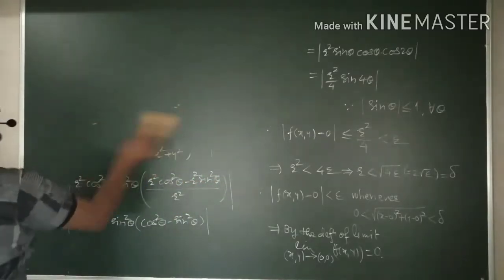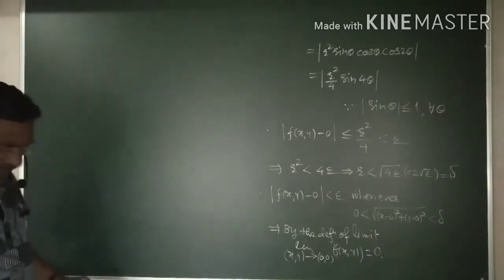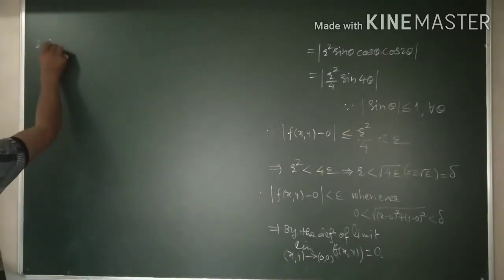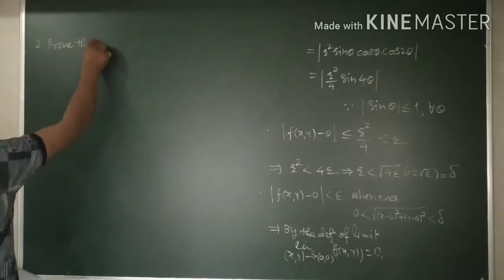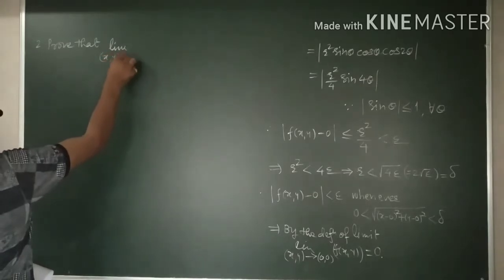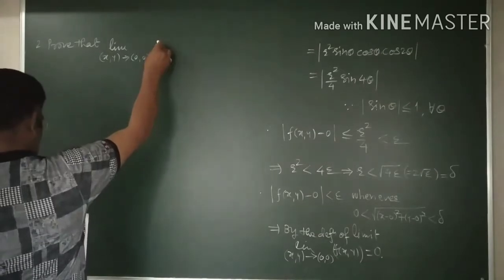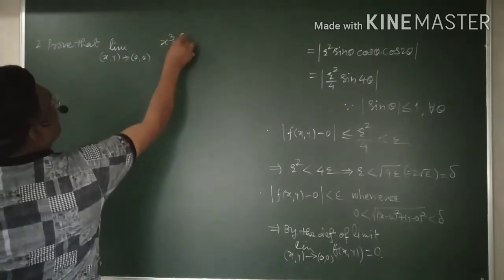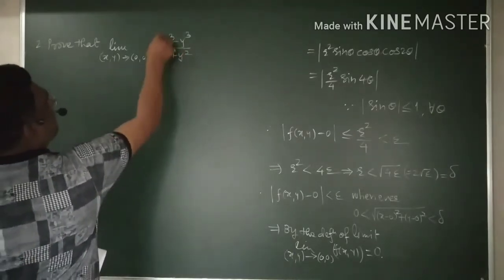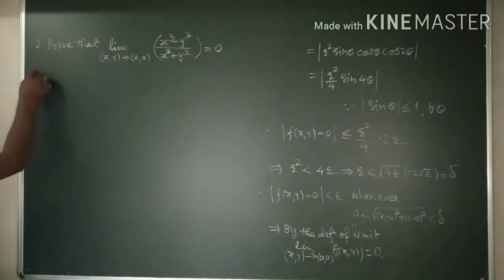Now let us go for another example, example number 2. Prove that the limit as (x, y) tends to (0, 0) of (x cube minus y cube) upon (x square plus y square) is 0. Now let us solve this example.